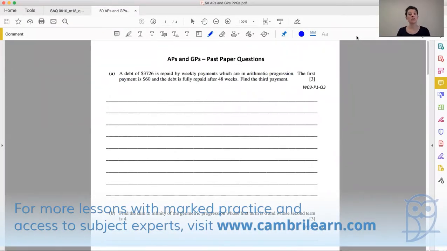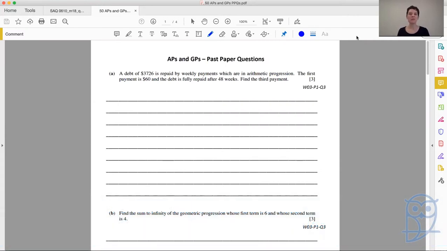In this lesson, we're going to work through past paper questions for both APs and GPs. What you often find is that one part of the question is an AP and the other part is a GP, so they very much work together in a question. We're having a look at a random selection of questions, but with a bit of an applied twist, rather than just first term, second term, third term type of questions.